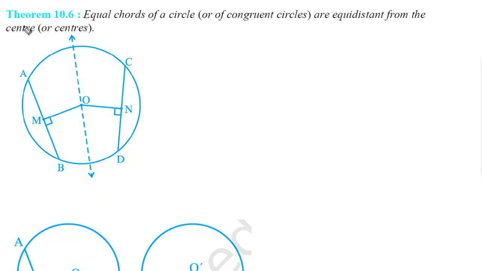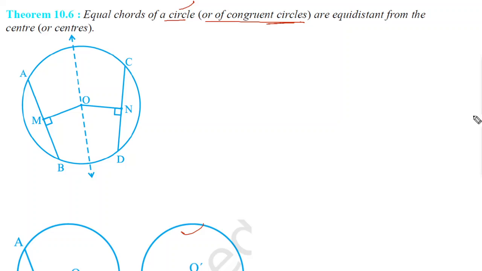Today we are going to discuss theorem 10.6, then 10.7, then we can move to exercise 10.4. So let's read the theorem. Equal chords of a circle or of congruent circles are equidistant from the center or centers. So here it is saying about either one circle or of congruent circles. Similarly center or centers. So let's first take it for one circle, then we'll discuss two circles, that means two congruent circles.